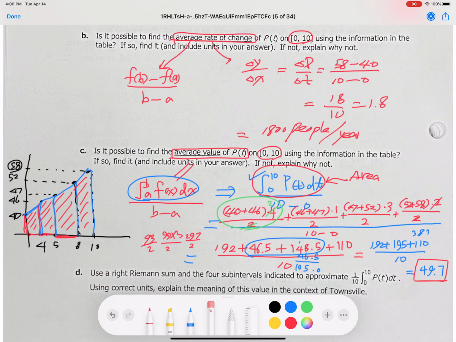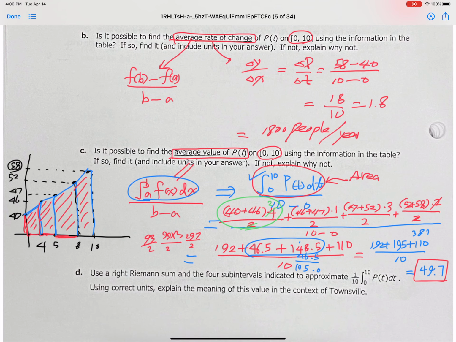Anyway, I just use what? Formula, right? Average value of a function in an interval a to b is integral a to b f(x) dx over b minus a. Integral a to b f(x) dx represents area under the graph with the x-axis. So I use those 5 points and find the 4 trapezoid areas to find the integral 0 to 10 of p(t) dt, and then divide by 10 minus 0. I found 49.7. Hopefully right.